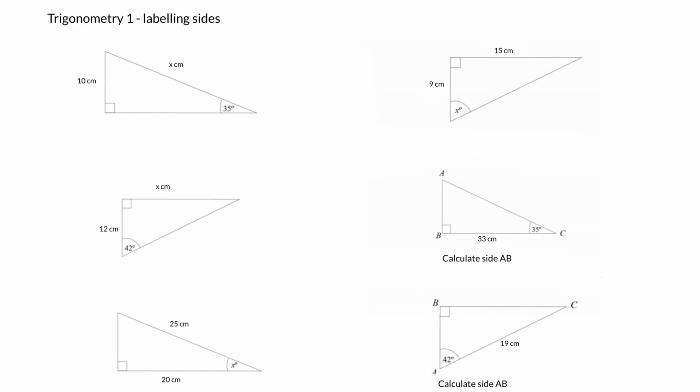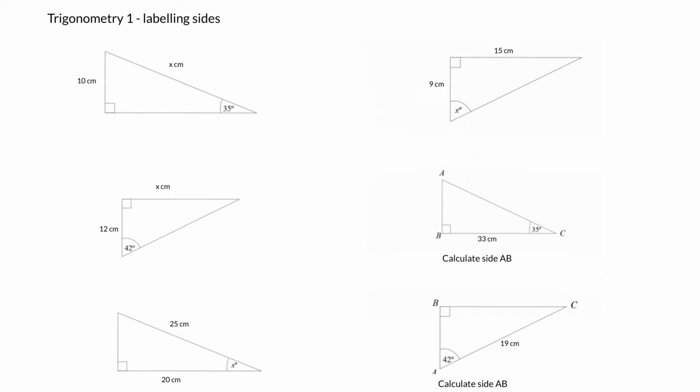Before we get into actually solving trigonometry problems, what we need to do is be able to label the diagrams. So I've got 6 triangles here. In 4 cases we're trying to find x, and in 2 cases we're looking for 2 sides, A and B, or AB.